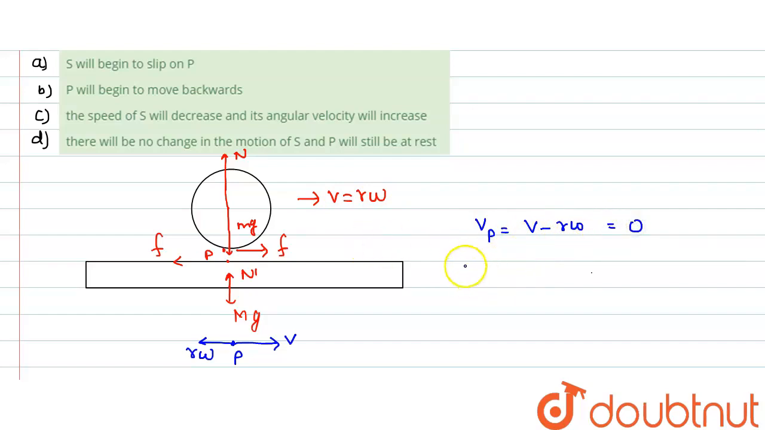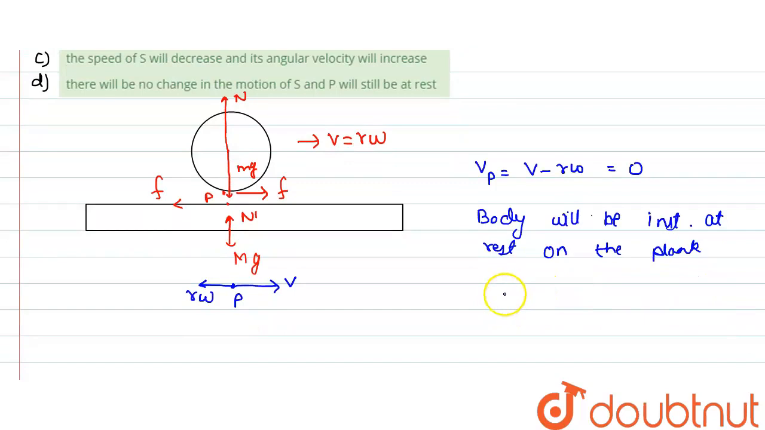That means the body will be instantaneously at rest on the plank. At this instant, it would be at rest with respect to the plank. So if it is at rest with respect to the plank, what is the value of the frictional force? Because frictional force opposes motion, and with respect to this plank, the contact point P is not moving. It would be the instantaneous axis of rotation.